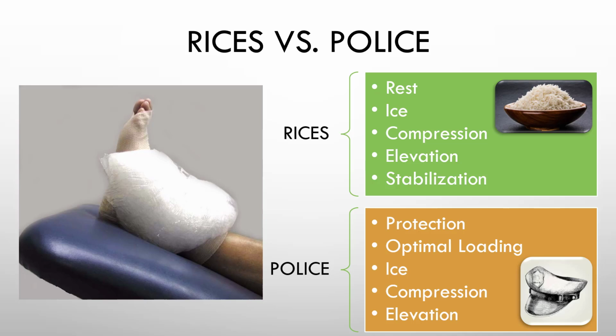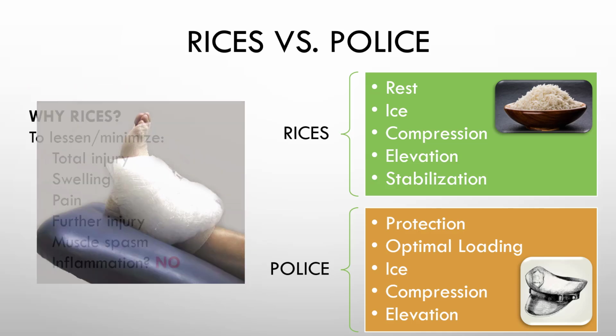Elevation is used to eliminate the effects of gravity on the pooling of blood. This assists the venous and lymphatic drainage of the blood and other fluids from the injured area. The greater the degree of elevation, the more effective the reduction in swelling. Elevation should occur as often as possible during the first 72 hours of the acute injury stage.